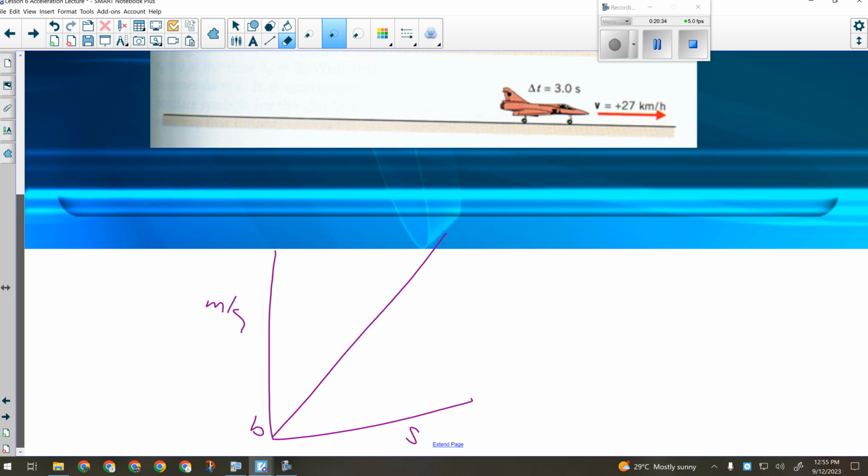B is how fast it's going at time 0, which is 0 because it was at rest. VF would be y, time would be x. That leaves m as the slope. If I was solving for m, it would be y minus b over x. That's VF minus VI over t. That's what we talked about yesterday. That formula comes from the slope of a velocity versus time graph.